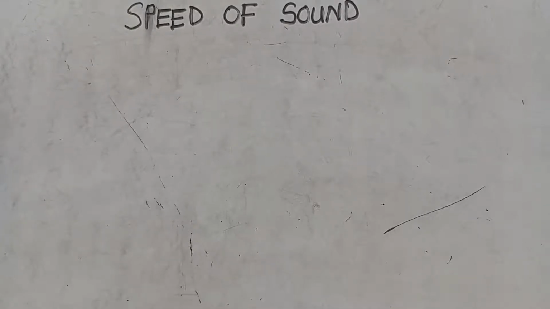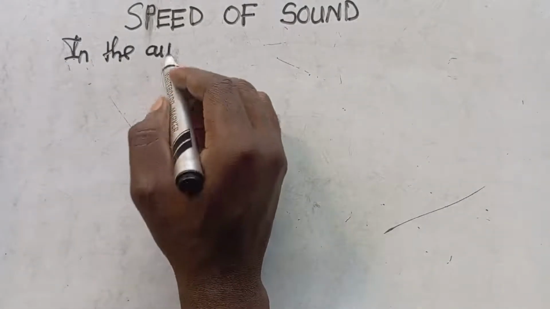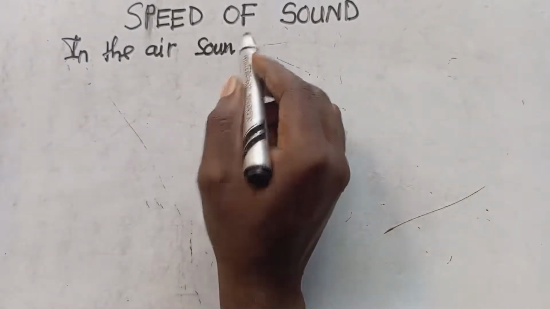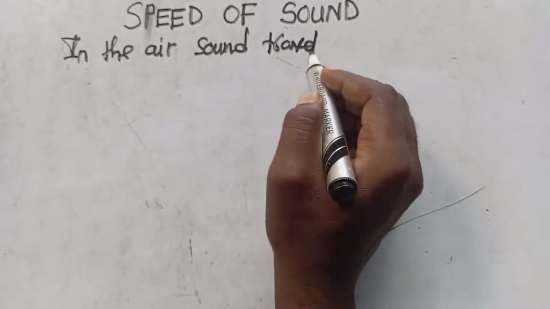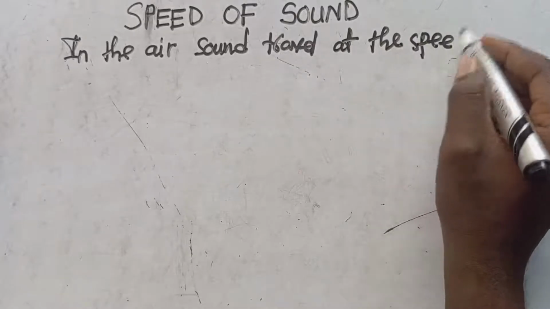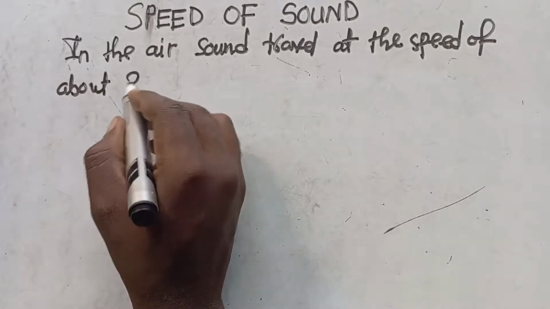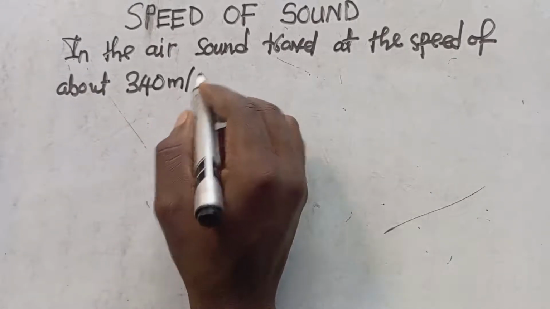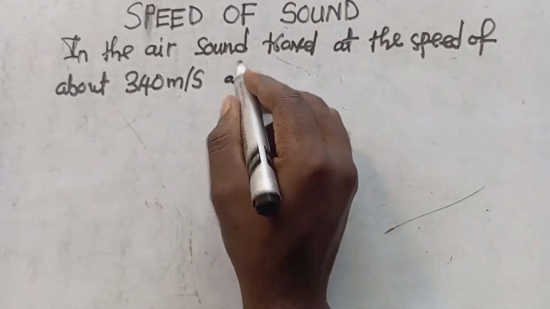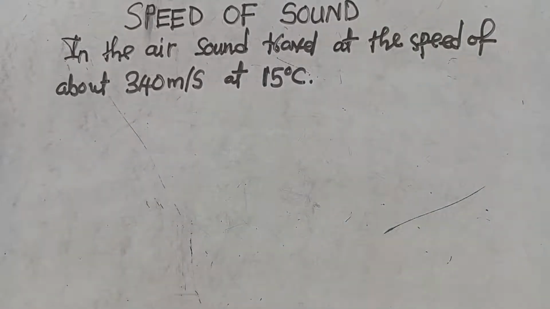Okay, so we start with the speed of sound. I'm just telling you that when we are talking about sound in the air, sound travels at the speed of about 340 meters per second. At what temperature? At 15 degrees Celsius. This is what I'm just telling you.